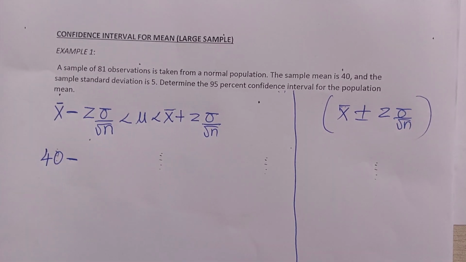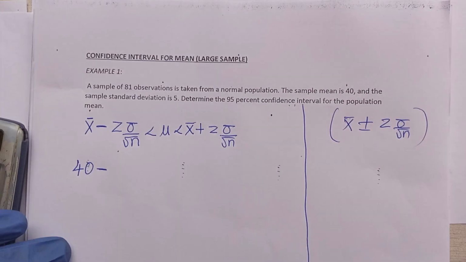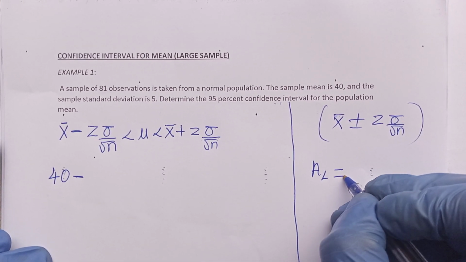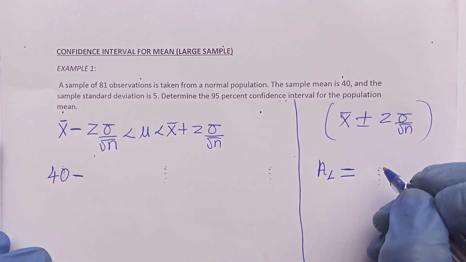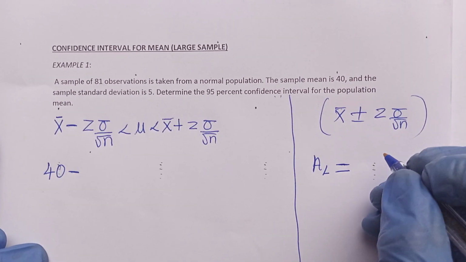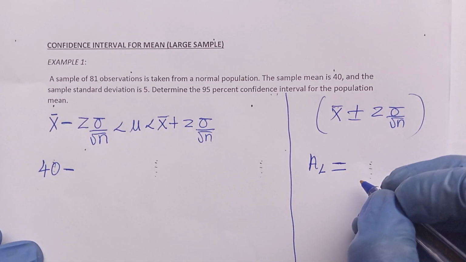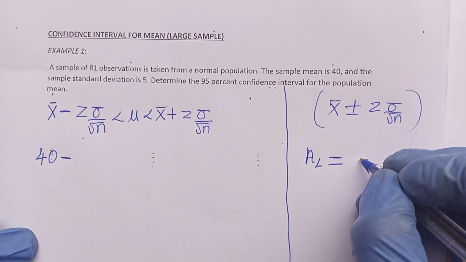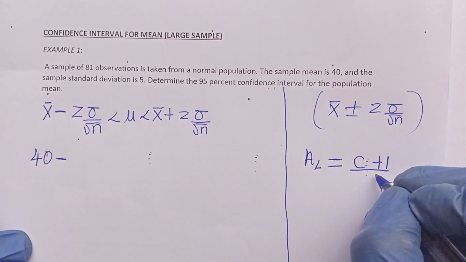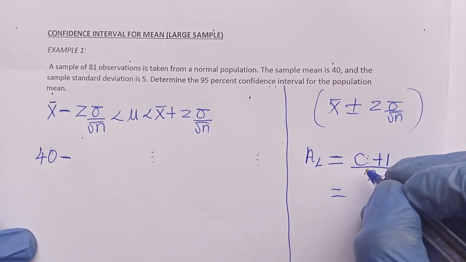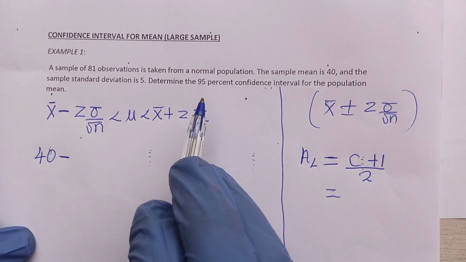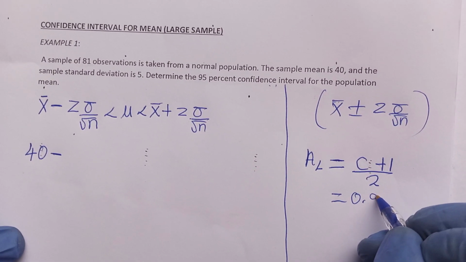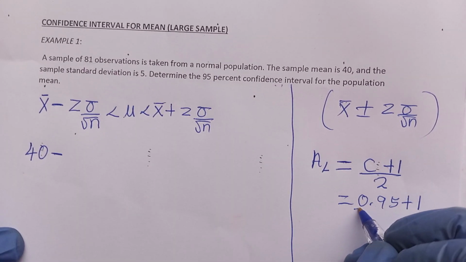Now pay attention please. To get the Z, we are going to find something we call area to the left. Area to the left of Z, or area to the left of positive Z. You are finding area to the left of a positive Z, okay? It should give you C plus 1 all divided by 2. What we mean by this C is the confidence level in decimal, 95%, okay? In decimal is 0.95 plus 1 all divided by 2.